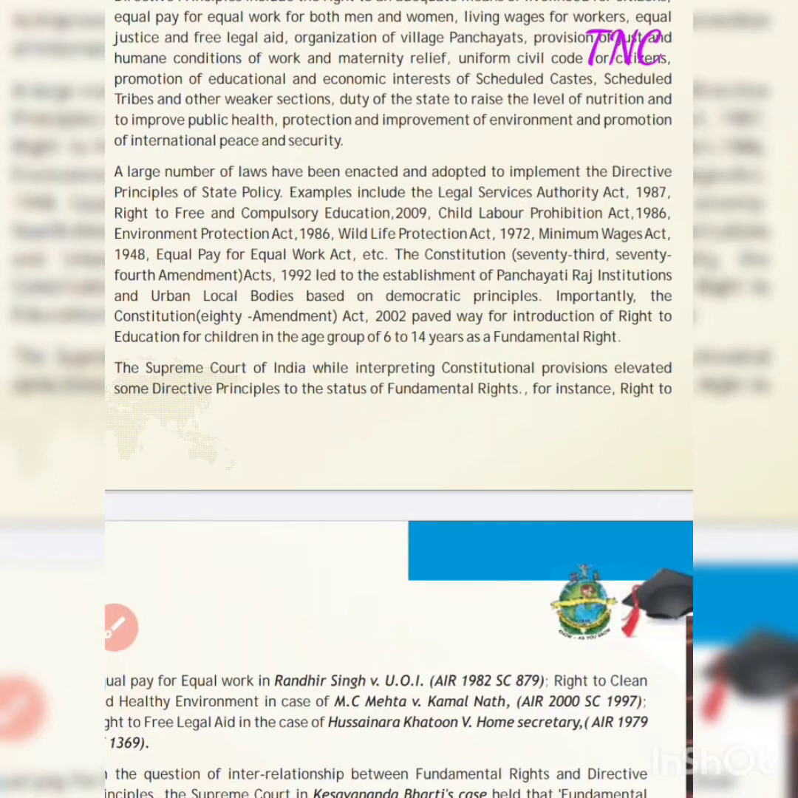A large number of laws have been enacted and adopted to implement DPSPs. Examples include Legal Services Authority Act 1987, Right to Free and Compulsory Education 2009, Child Labour Prohibition Act 1986. So these are various acts or legislations which were being enacted to promote and to implement the DPSPs. Legal Service Authority Act to provide justice and free legal aid to the people.